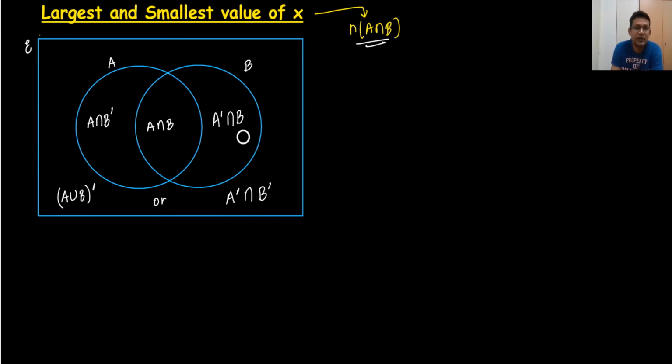Now, I told you that today we're doing the largest and the smallest value of x only, and x is here, this area, not this. Okay, moving to the next part. What is my method actually? This diagram is used to find x, because both are here. We can see x is the A intersection B area.